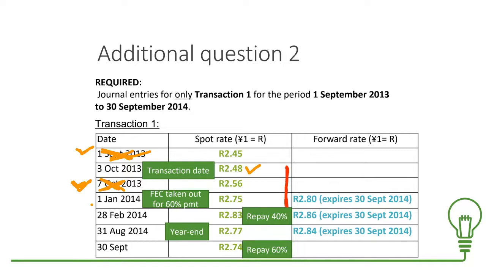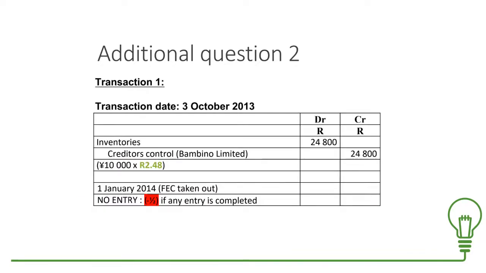Remember, we only remeasure monetary items on either settlement date or year-end date. None of these dates, where the red line is settlement or year-end. It's only transaction date to the FEC date. So let's have a look at what the journal entries look like.